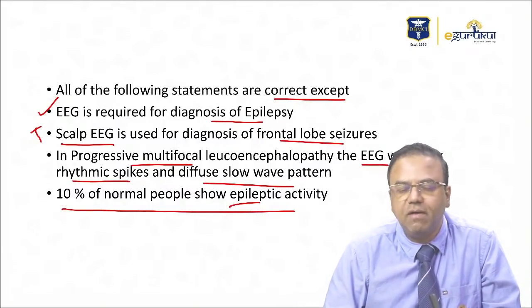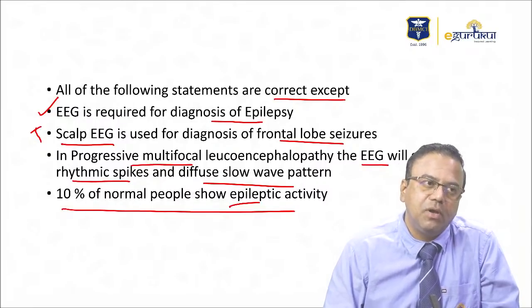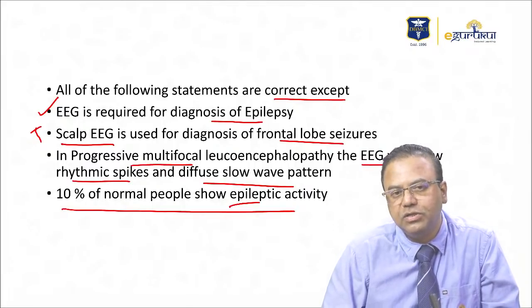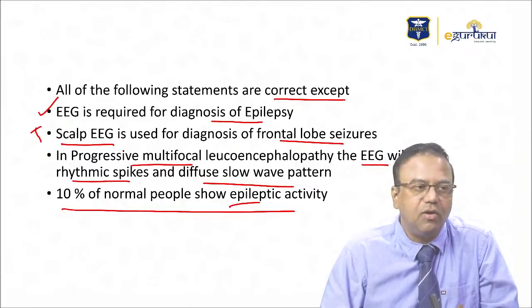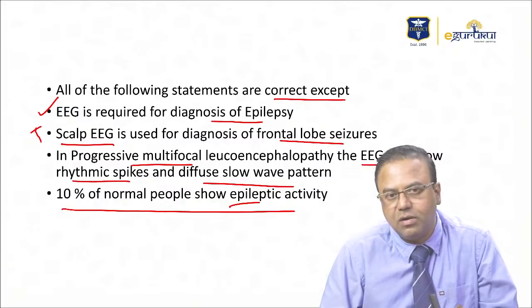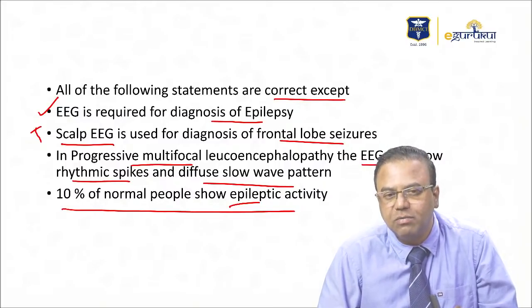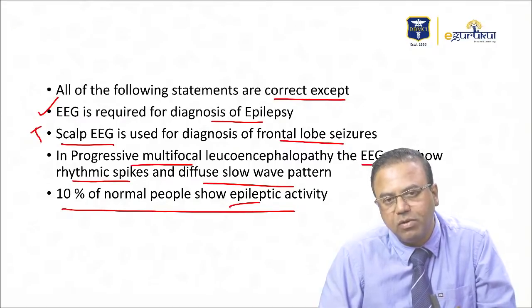People who have epilepsy may have a normal EEG. People who are normal may have an EEG that is abnormal. That's the point that you need to understand. So EEG is not the best tool. It cannot be used for screening. It's not that great in the diagnostic purposes. So it just has a limited role. That's the point to remember about EEG.